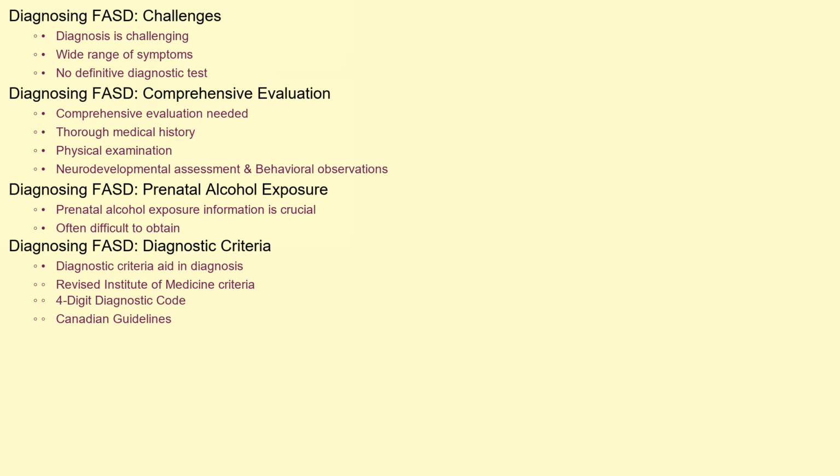FASD is an umbrella term encompassing several specific conditions, including fetal alcohol syndrome (FAS), which is the most severe form and involves distinct facial features, growth deficits, and central nervous system problems. Alcohol-related neurodevelopmental disorder, or ARND, refers to neurodevelopmental impairments caused by prenatal alcohol exposure, without the characteristic facial features of FAS. Alcohol-related birth defects (ARBD) involves physical birth defects related to prenatal alcohol exposure. Partial fetal alcohol syndrome (PFAS) is diagnosed when some, but not all of the features of FAS are present.